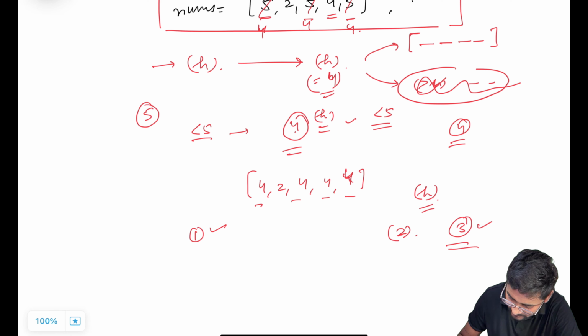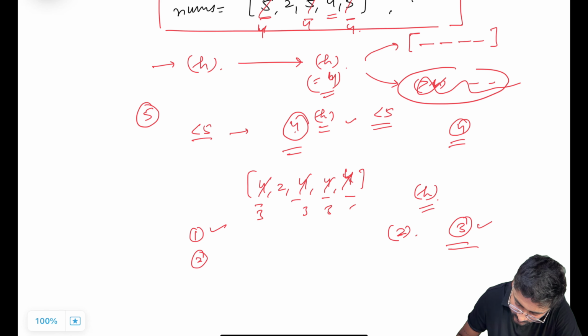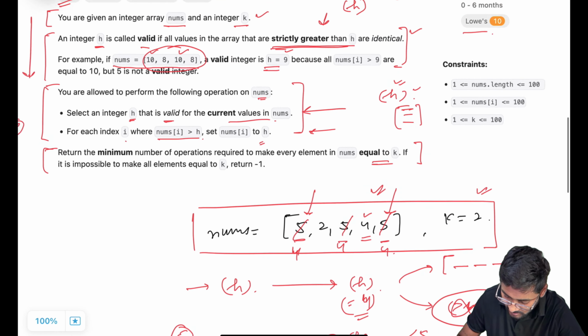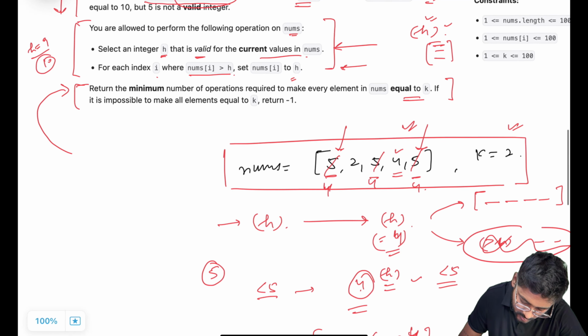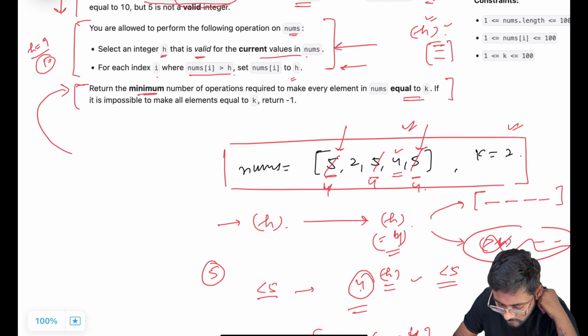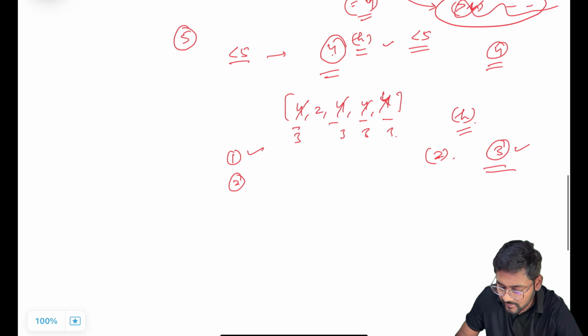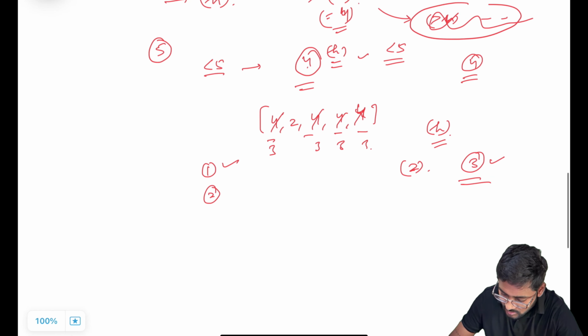Second step is converting all of these values which are greater than h to h. So converting 4 to 3, 4 to 3, 4 to 3, 4 to 3. Okay, now the state is 3, 2, 3, 3, 3, right? But if we just have a look at the problem statement, return the minimum number of operations. We have to choose the minimum number of operations to make every element equal to k. So in this case, we might require one more operation. So we are not going to choose 3.